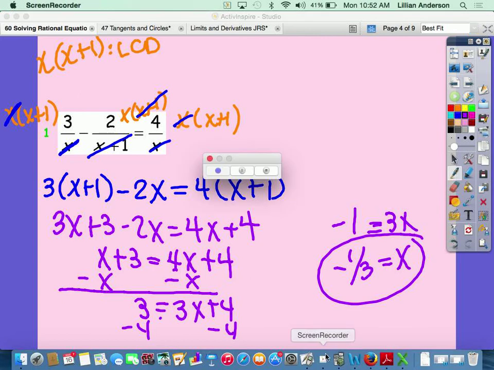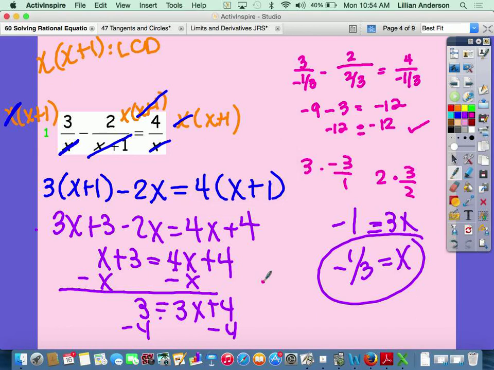You're plugging in the negative 3 for x and making sure that the left side equals the right side. This is a solution. It's not extraneous. Okay? Let's look at the next one.